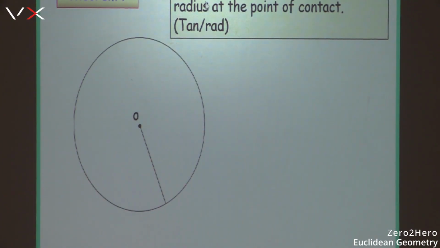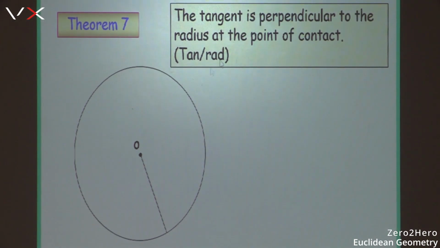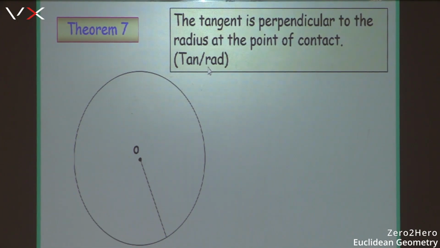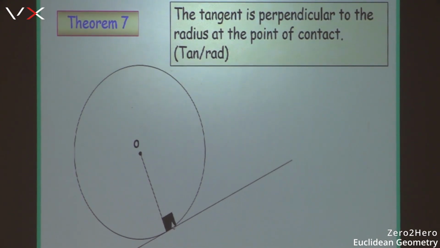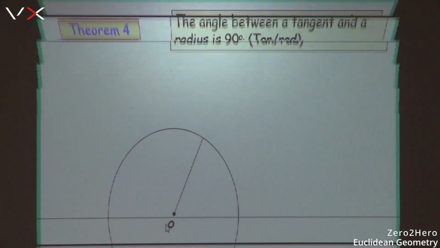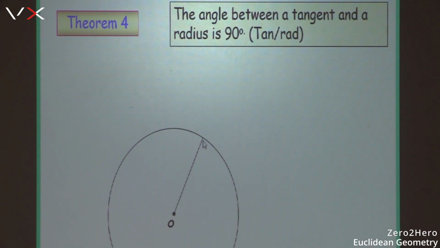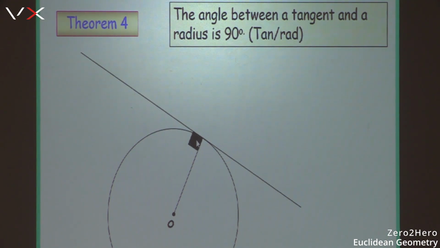Let's look at other theorems. The tangent is perpendicular to the radius at the point of contact. Tan radius theorem. So if we've got a radius, and let's draw a tangent here, and a tangent, I should all know that this is 90 degrees. I don't have to be told that this is 90 degrees. It doesn't matter where it comes from. I can have a tangent there. I must be able to see that that angle is 90 degrees.